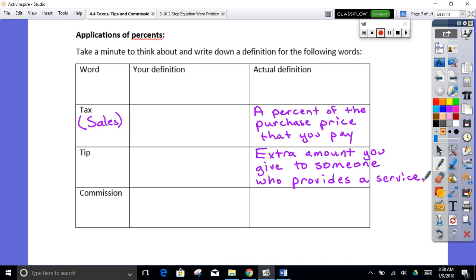If they sold you a pair of shoes, they would get to keep a percent of the money that you paid for the shoes. So it's a percent of something sold that the salesperson keeps.